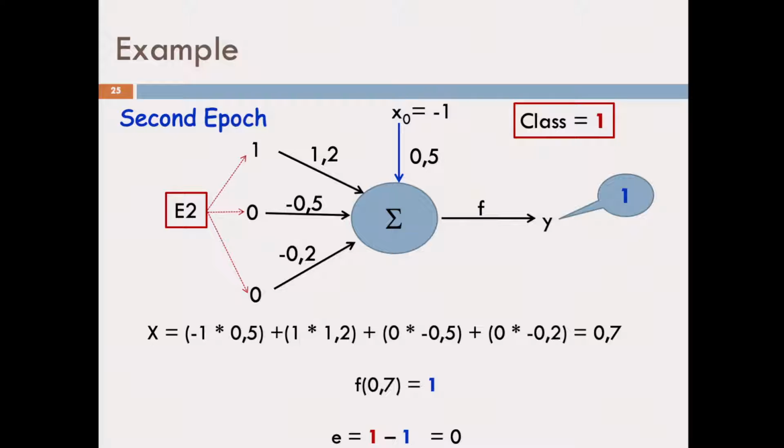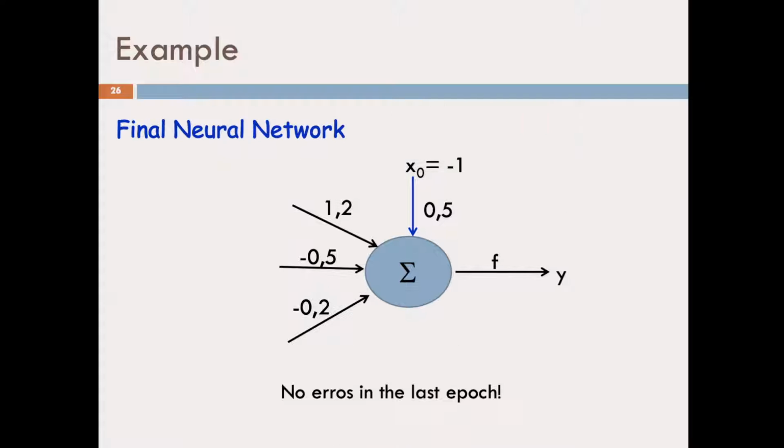The same thing is going to happen, okay? So this hyperplane, when receiving E2 as input, we return a value equal to 1. If we calculate the error, desired output minus predicted output, we are going to have the error 0. So we don't have to correct the weights. So this is our final neural network.